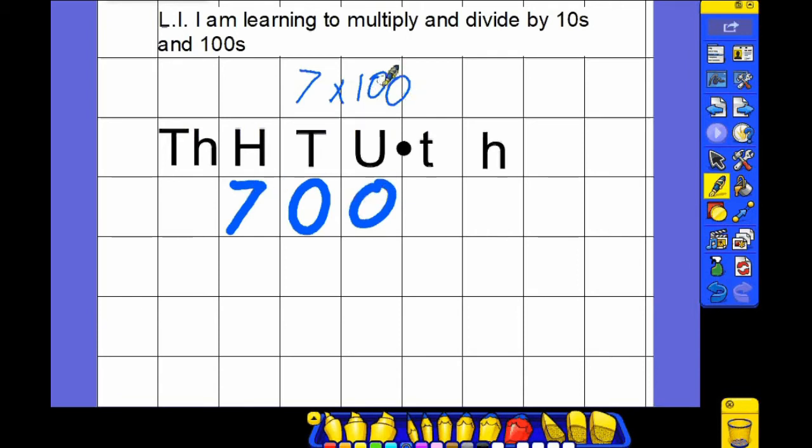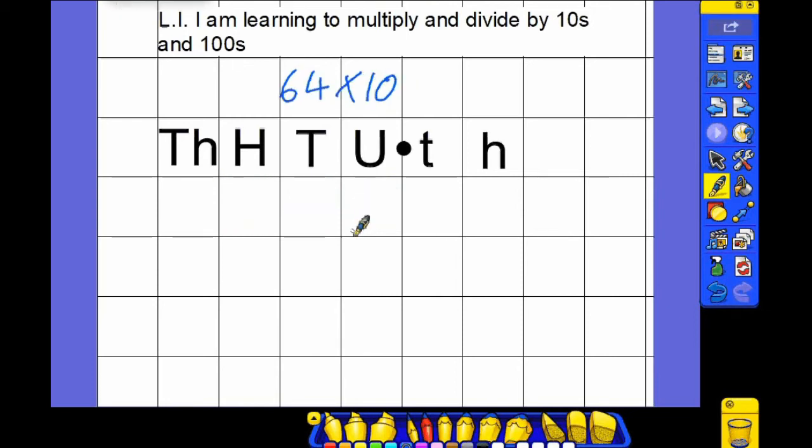Basically, however many zeros there are, everything moves up that number of places. So 2 zeros, you move up 2 places. 1 zero, you move up 1 place. 3 zeros, you would move up 3 places, and so on.